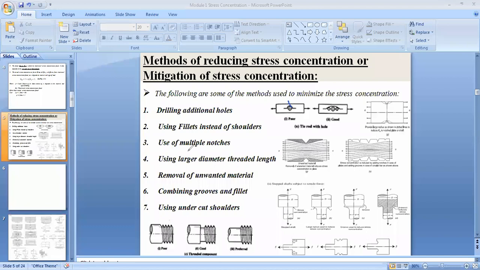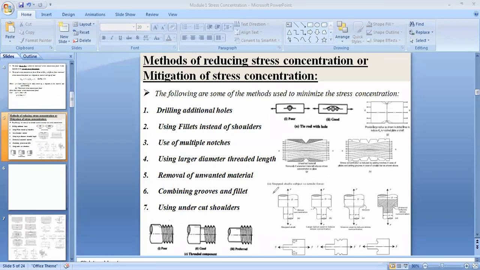Then how do you make the stress not concentrated? Instead of a single hole, we drill multiple holes of smaller diameter adjacent to the main hole. Then what happens? The stress flow lines are nearly parallel, but not exactly parallel to each other. Again, stress will not be concentrated here. That's the first one, drilling additional holes. Second one is using fillets instead of shoulders.